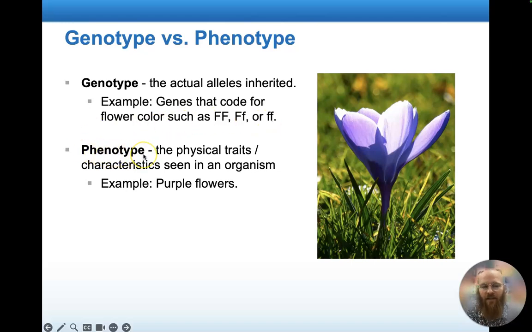Phenotype is the physical traits or characteristics that I see in organisms. So a good example here is what you can actually physically see for this flower, which would be purple in color. So again, genotype is the actual genes, right? The combination of alleles, whereas phenotype is the physical characteristics that you can see.